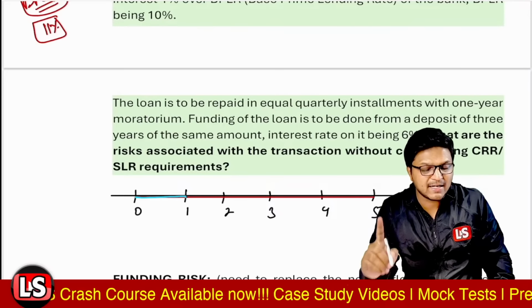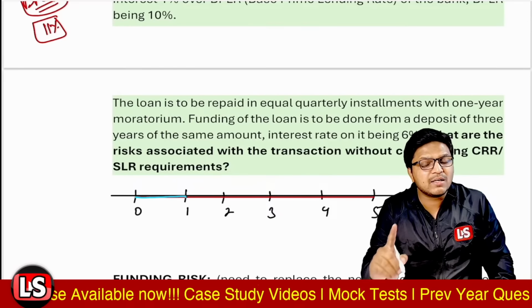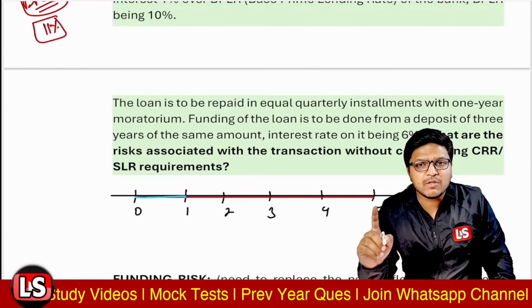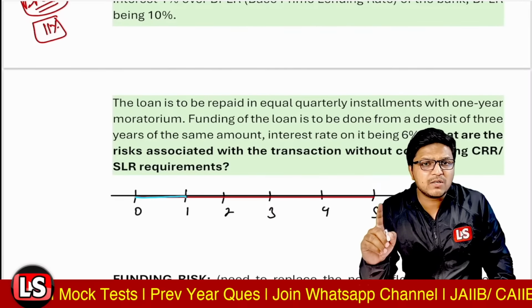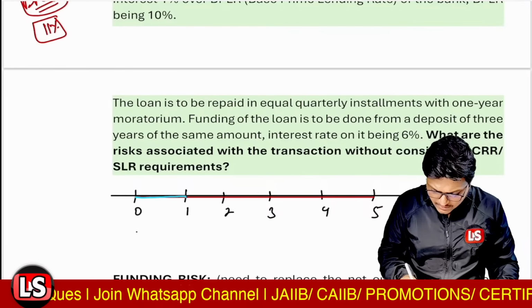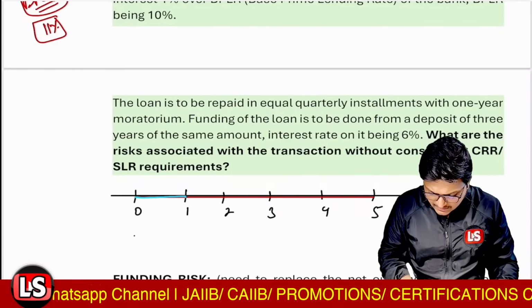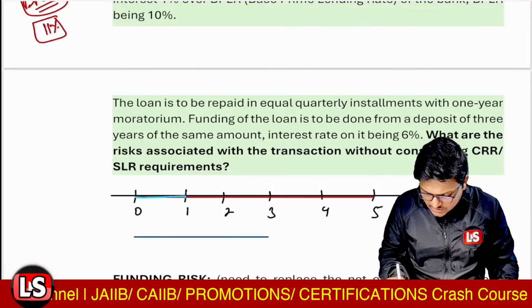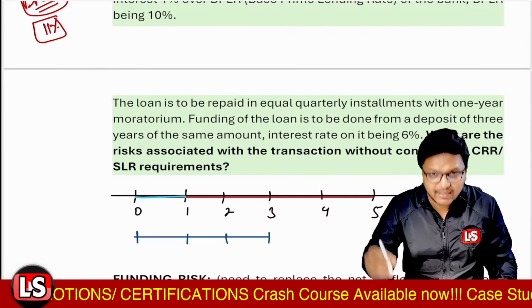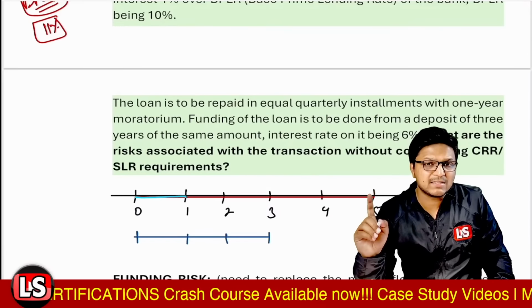So that's the main funda, and it's also said to be the interest holiday period, right? Further, funding of the loan is done from a deposit of 3 years of the same amount. Let's say we have a deposit which is going to mature in just 3 years. So it's 0, 1, 2, 3, right? That's the main case.